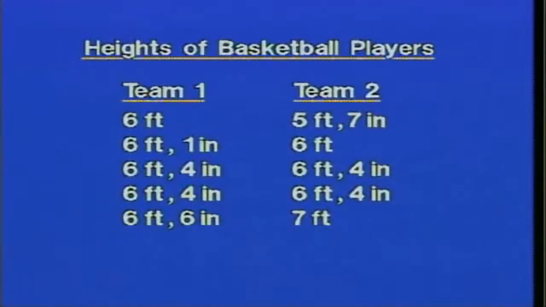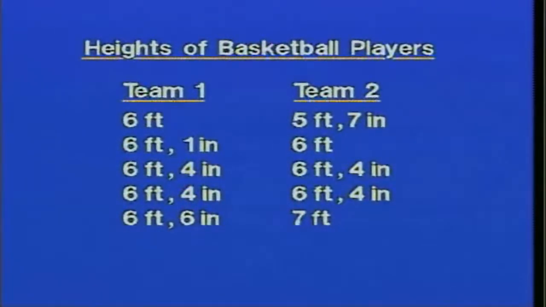Consider this problem involving the heights of basketball players on two different teams. Notice first of all that on team 1, the players' heights vary from 6 feet to 6 feet 6 inches. On team 2, however, we have a player that is 5 feet 7 inches tall, shorter than any player on team 1. We also have on team 2 a player that's 7 feet tall, which is taller than the tallest player on team 1. Now let's make some calculations, in terms of measures of central tendency and also some measures of variation.